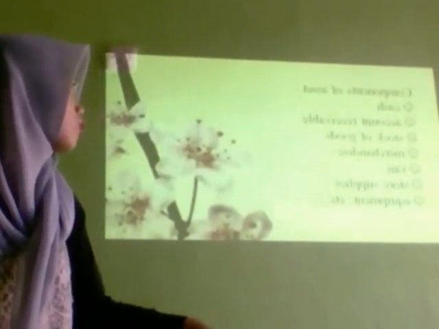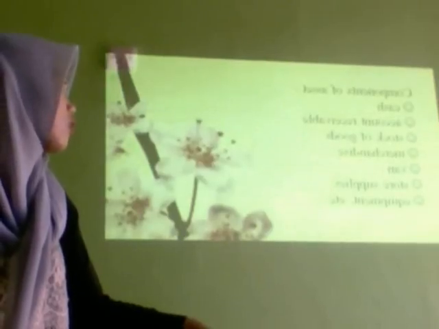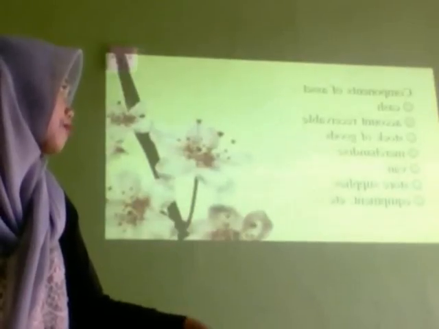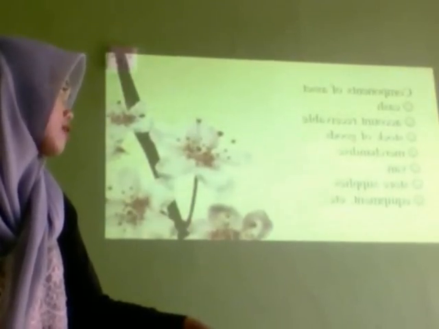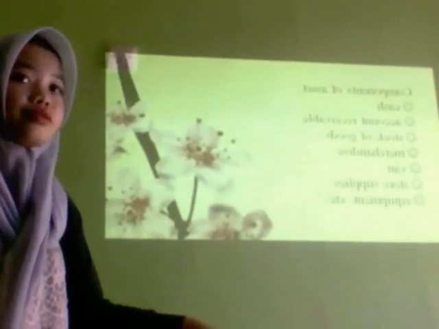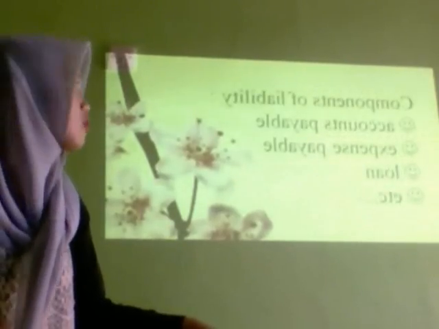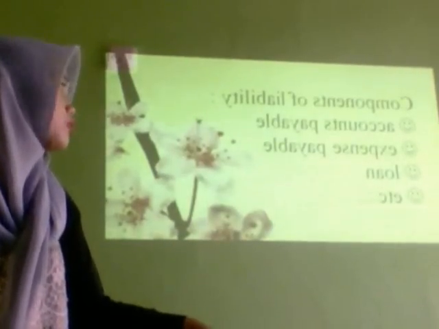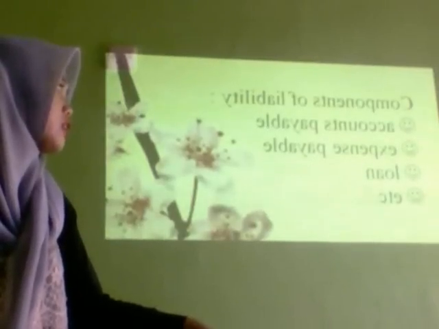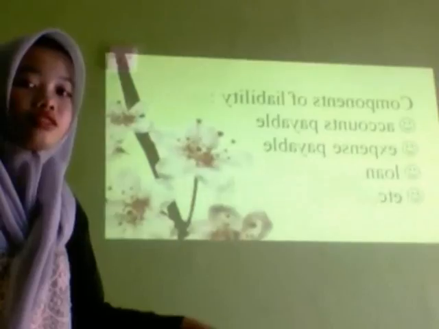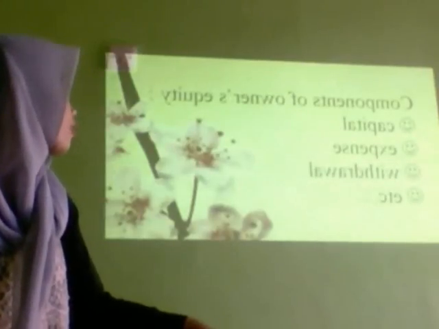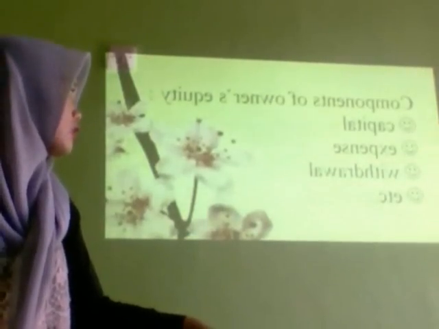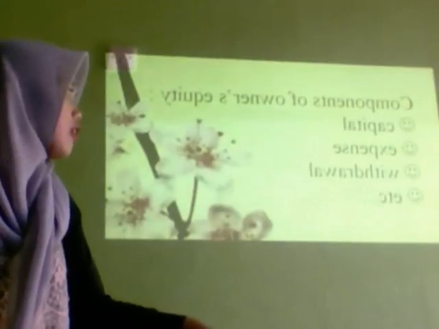Components of asset: 1. Cash, 2. Account receivable, 3. Stock of goods, 4. Merchandise, 5. 6. Store supply, 7. Equipment HCP. Components of liability: 1. Account payable, 2. Expense payable, 3. Loan, 4. LGT. Components of owner equity: 1. Capital, 2. Expense, 3. With the law, 4. LTT.